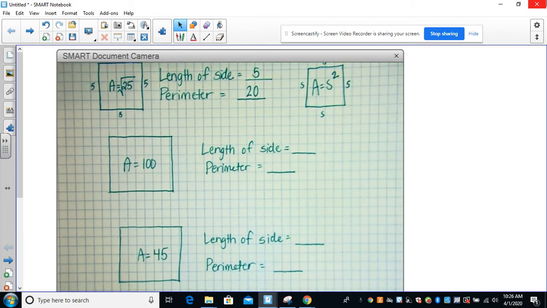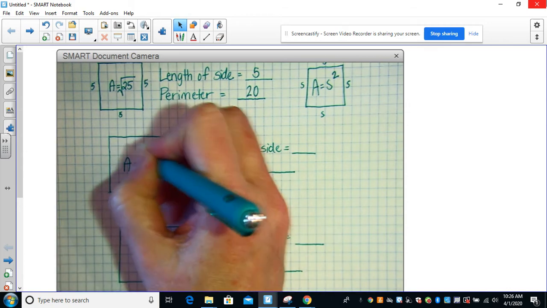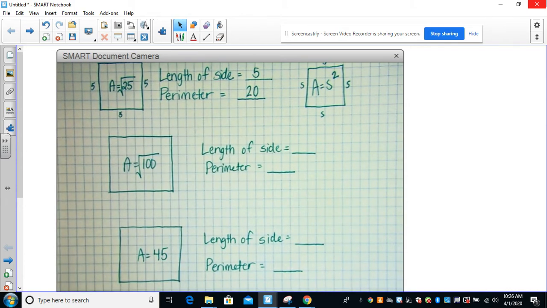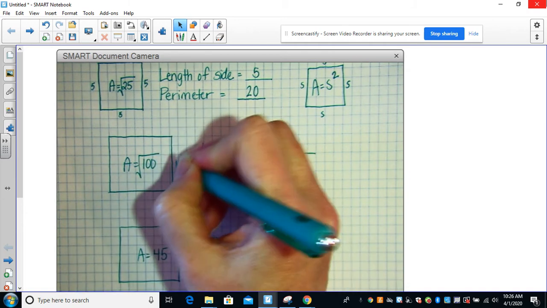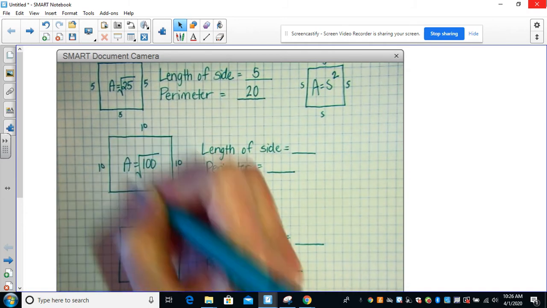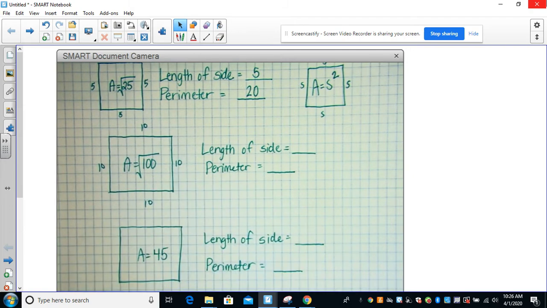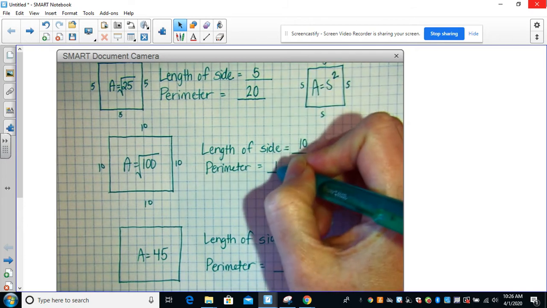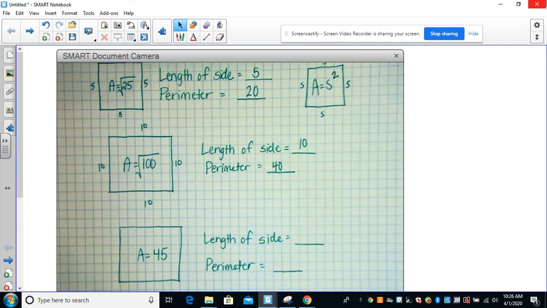The next one we have here is 100 would be the area. So what is the square root of 100? Be careful. A lot of people would look at this and say 50. It's not 50 because you're not dividing by 2. You are actually taking the square root. The square root of 100 is 10. Therefore, each side is 10. And the perimeter is 10, 20, 30, and 40. Again, we are not dividing by 2. We're taking the square root.